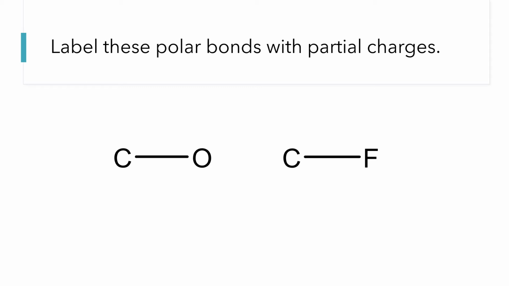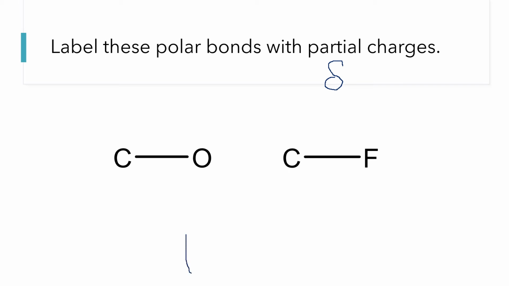For this example, where we're going to label these polar bonds with partial charges, we need to figure out which one of these two atoms will be the partially negative one and which one will be the partially positive one. Also, when we go to label them, the symbol we're going to use for a partial charge is the lowercase Greek letter delta, which looks almost like a musical note. And then we're going to put a plus or a minus to indicate partially positive or partially negative.